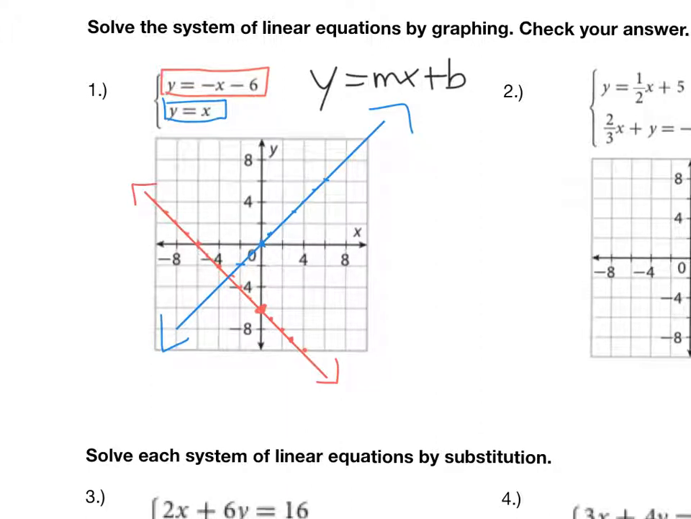And if you notice, it looks like they intersect at this point that I'll do in green, which is right here. And that looks to be -3, -3. That would be your answer.